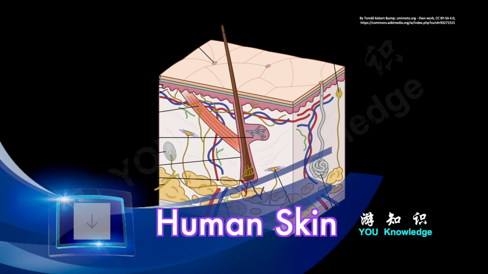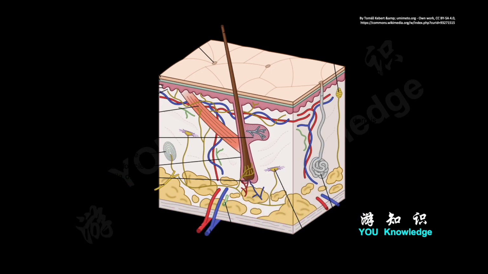Human skin consists of diverse tissues that work together, not only for maintaining internal body conditions but also for communication and defending against the outside environment. Human skin can be divided into 3 distinct layers.